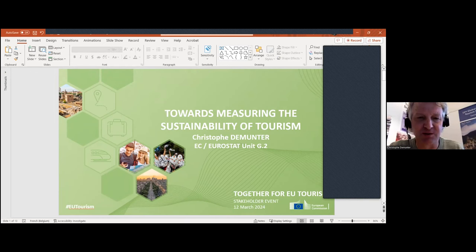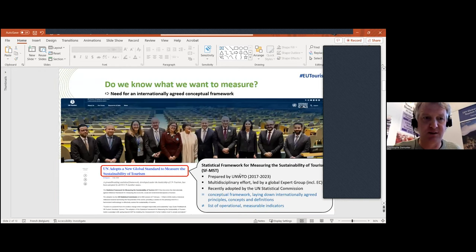So, good morning. Teresa said this was about the views also of GROW. I work for the statistical component of the commission, namely Eurostat. I think before we go into indicators, we need to know what we want to measure. And I think this was already mentioned by some speakers earlier on.